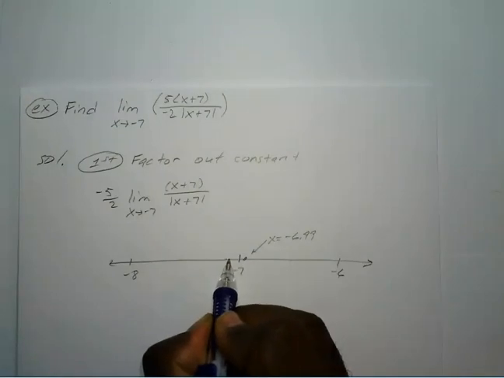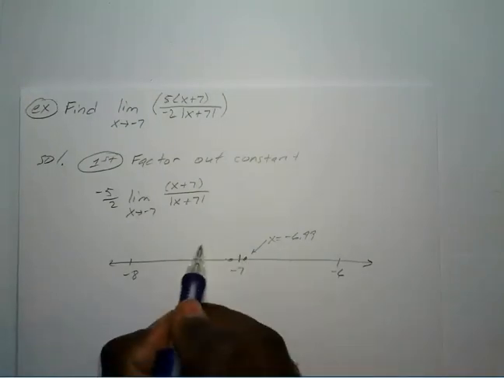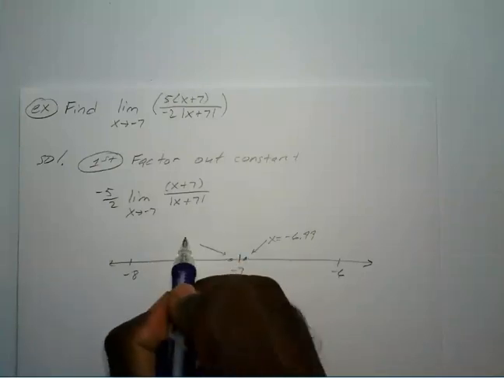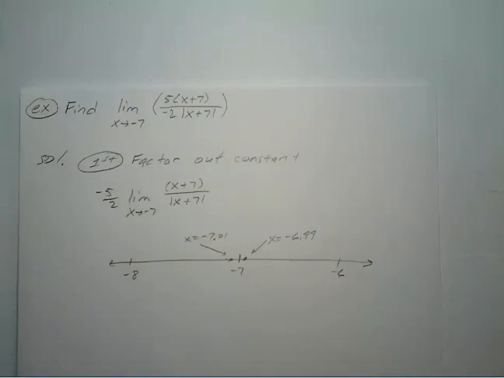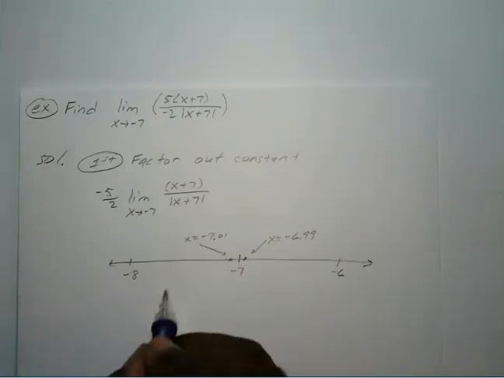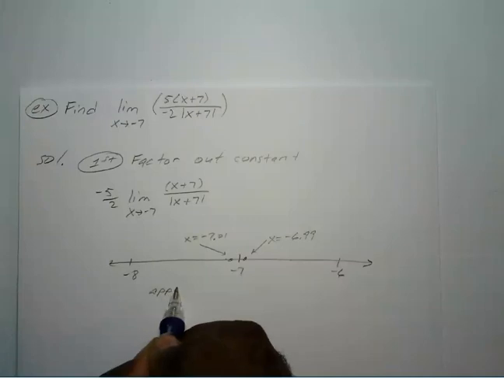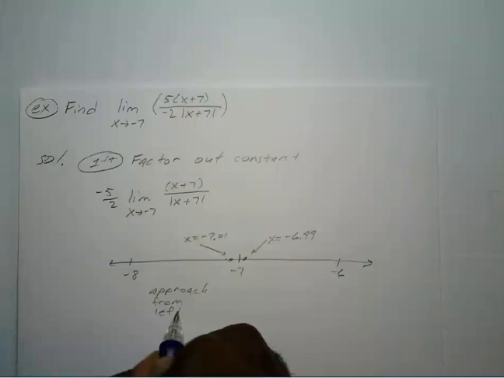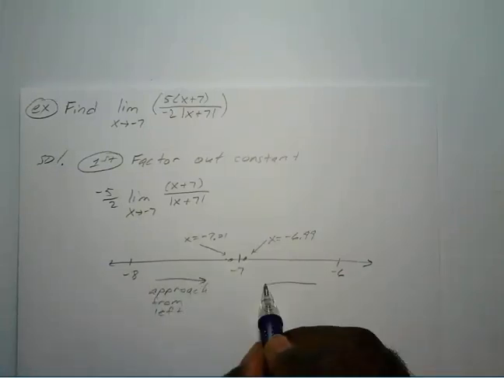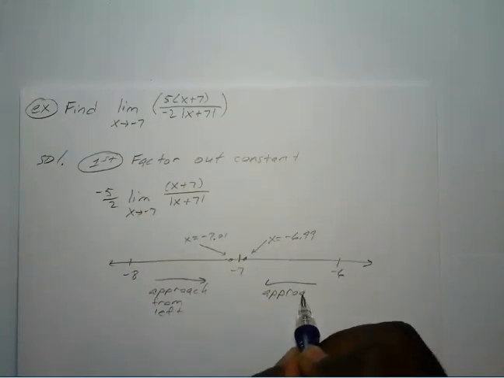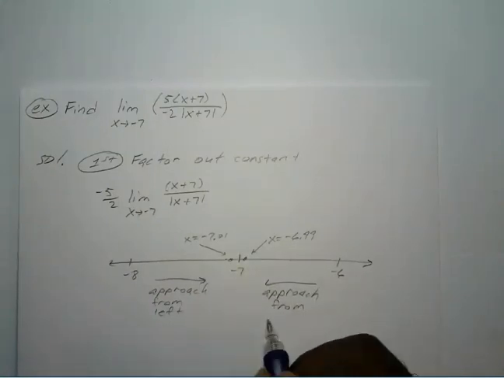And let's say here x equals -7.01. Okay, so we're approaching our -7. We're approaching it from the right and left. So from the left, and approach from the right.